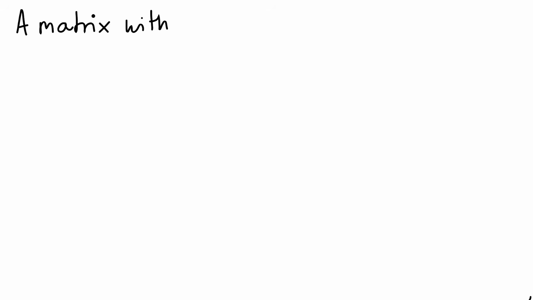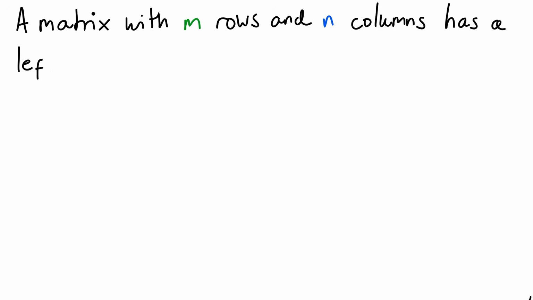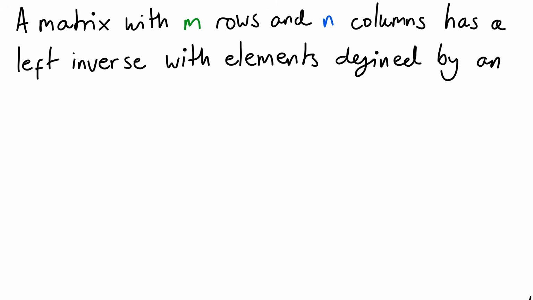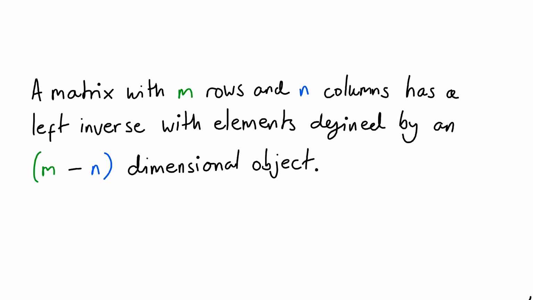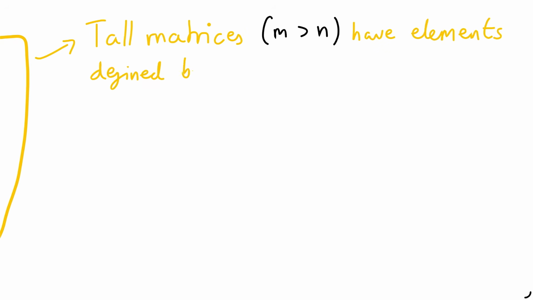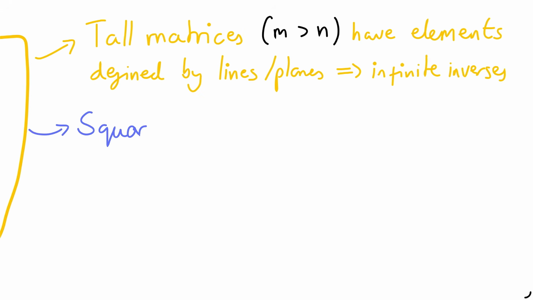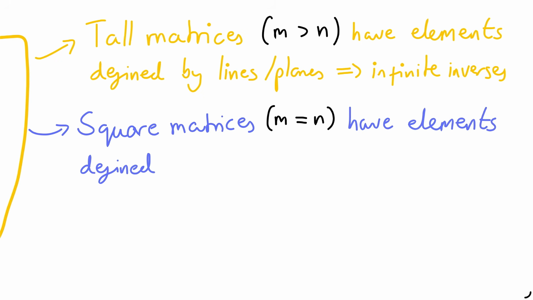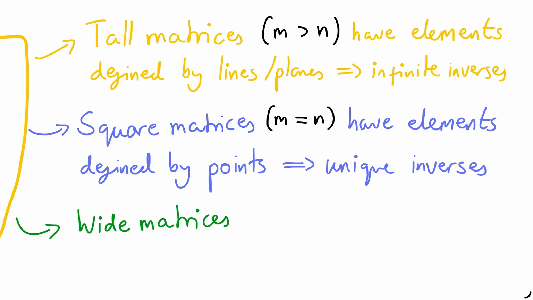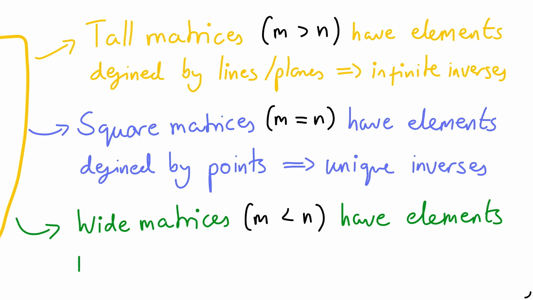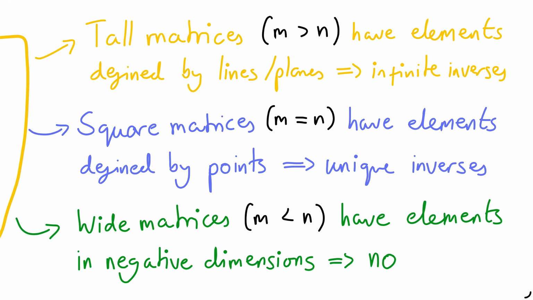I believe that when you have a matrix with m rows and n columns, the values of the elements in the left inverse matrix are defined by an m-n dimensional object. And this explains everything. This means that the tall matrices have inverses defined by lines or planes or higher dimensional objects since they have more rows than columns, so have infinitely many inverses. It also means that square matrices have inverses defined by 0-dimensional objects, as in just points, since they have the same number of rows as columns, so have unique inverses. And it means that wide matrices have inverses defined by objects in negative dimensions, which of course don't exist, and so they do not have inverses.